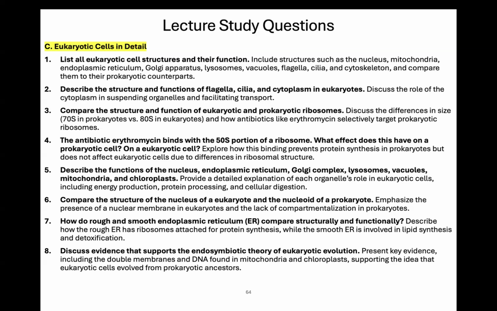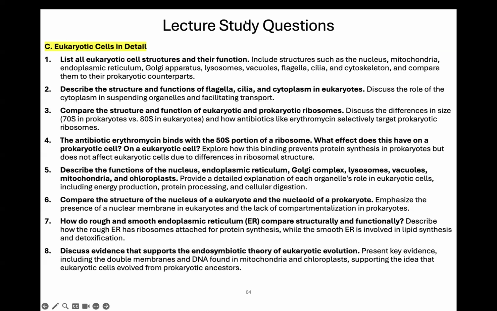And then there's the cytoskeleton, which is protein filaments like microtubules, microfilaments, intermediate filaments that give the cell structure and hold organelles. And then we describe the structure and function of flagella, cilia, and cytoplasm. So again, eukaryotic flagella is made up of microtubules. It's powered by ATP. Cilia are shorter than flagella, and they help move things like the respiratory tract. The cytoplasm is the inside of the cell, and it contains the cytosol, which is the watery part, and the organelles.